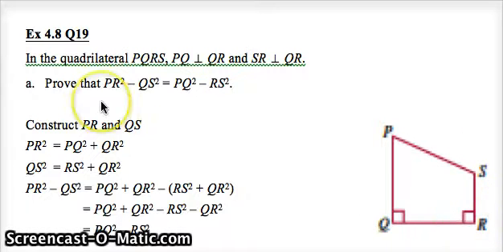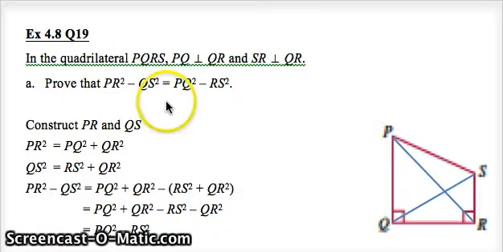First part of the question, part A, we have to prove that PR squared minus QS squared is equal to PQ squared minus RS squared. Now automatically we can see that there is no line PR drawn and no line QS drawn, so we should put those in on our diagram first. So we've constructed PR and we've constructed QS.